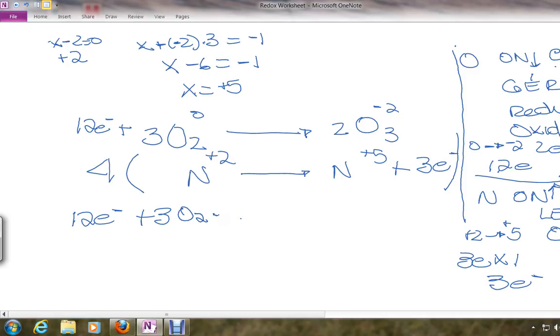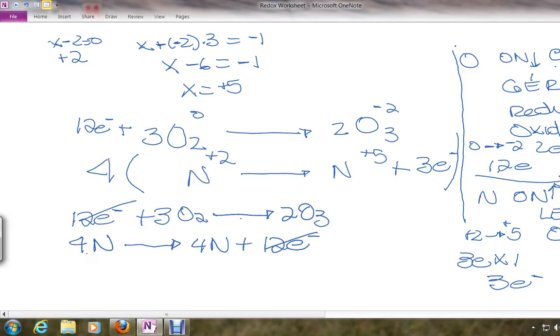Gives me 2O3. Okay, now you don't need to write the charge or the oxidation state unless it's a charge, like the case of manganese. 4N is going to give you 4N, now 3 by 4, 12 electrons. The purpose of this is to balance the electrons. You balance the electrons like you're balancing any charge.